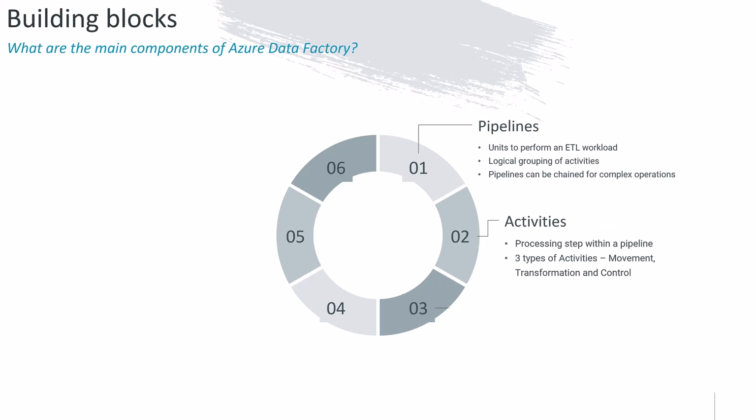If we look at linked services, these are like connection strings that connect to our data sources. For example, we can have a connection string to an on-premise SQL server or to an Azure Blob storage. We can also have compute linked services where we could connect to Azure Databricks or other types of compute resources.